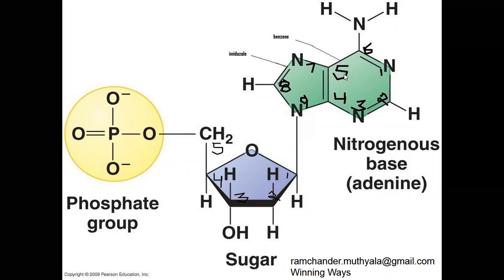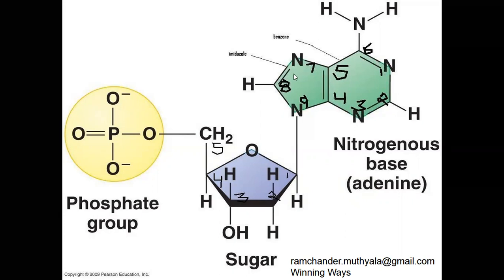See children, in these purines, two rings are present. One is the benzene ring and the second one is the imidazole ring. In this benzene ring, the first and third carbons are replaced with nitrogen atoms. See here, the carbon atoms are absent; they are replaced with nitrogen atoms. So the first carbon is replaced with the first nitrogen, and the third carbon is replaced with the third nitrogen. It is in the benzene ring.